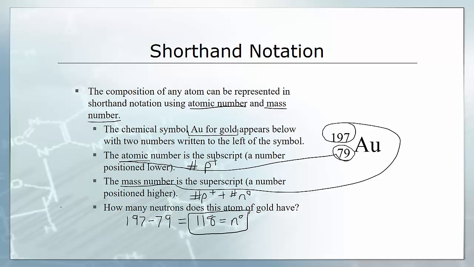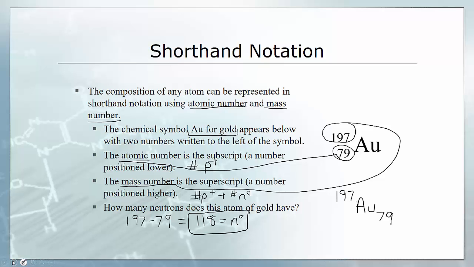Sometimes it's also written as 197 Au 79, so you may see it written like this as well. It doesn't really matter which way you put it. On Blackboard, sometimes you're going to have to write it like this, 197 Au 79, because it won't accept two numbers on the left. But either way is actually acceptable in chemistry.